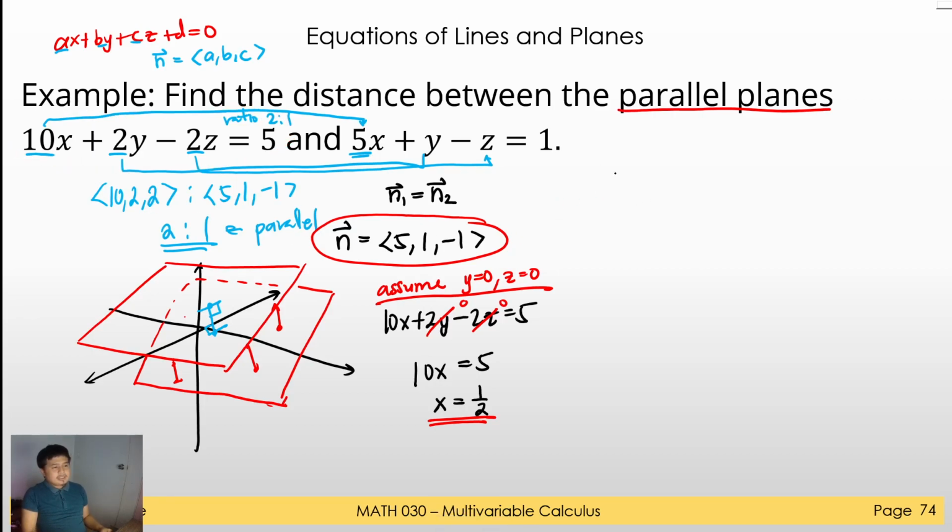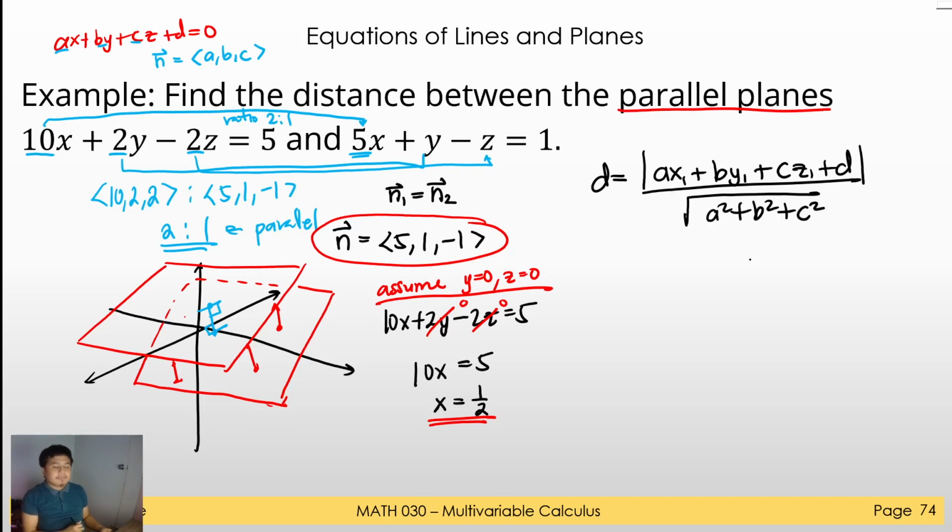Remember that. Therefore, to find the distance d, this is the absolute value of a times x1 plus b times y1 plus c times z1 plus d, over the square root of a squared plus b squared plus c squared.